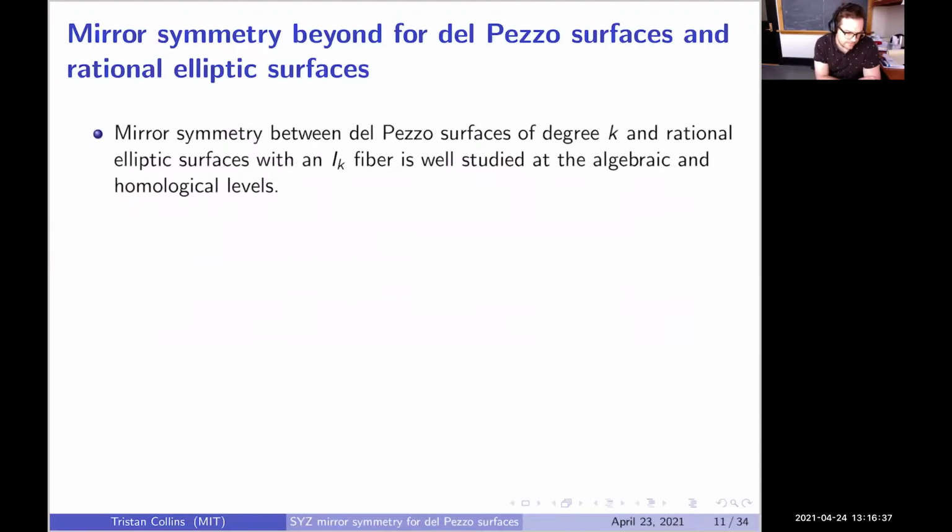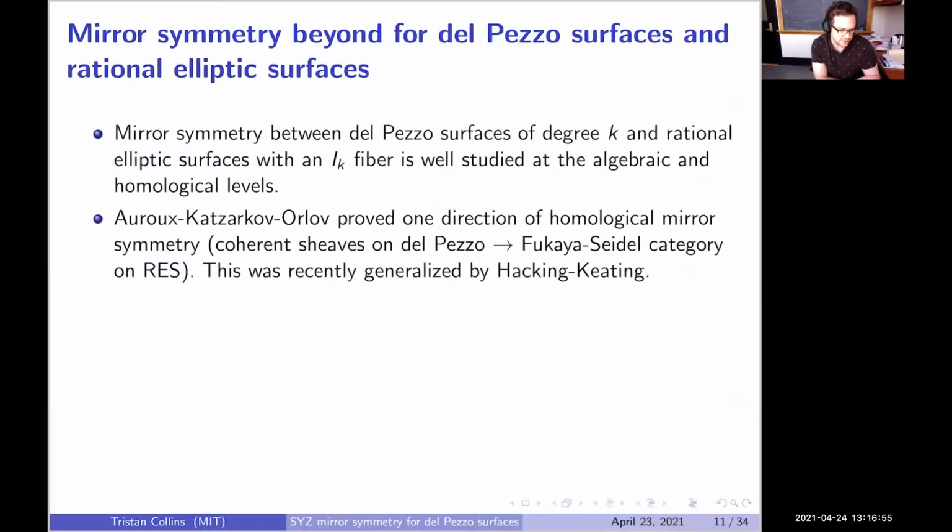Okay, so what am I going to talk about? I want to talk about mirror symmetry for del Pezzo surfaces and rational elliptic surfaces, and this has been studied at the algebraic and homological levels. So, for example, Aru, Kutsarkov, Orlov proved one direction of Kontsevich's homological mirror symmetry conjecture by showing that the category of coherent sheaves on a del Pezzo surface could be related to the Fukaya-Seidel category on a rational elliptic surface.